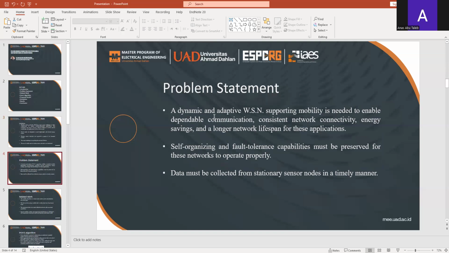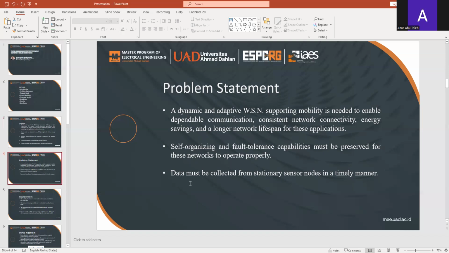As a result, using a mobile sync will affect the network topology because the communication links and connectivity will keep changing during the lifespan of the network. As a result, we need a sync mobility model that will keep these changes as minimal as possible while preserving some other capabilities such as self-organization and fault tolerance for sensor networks.